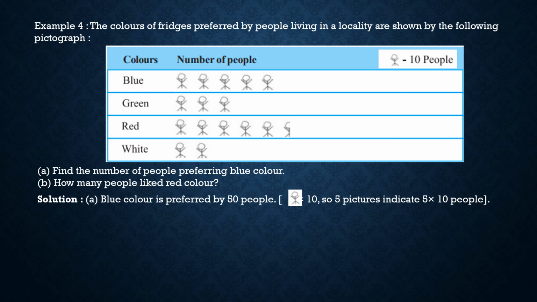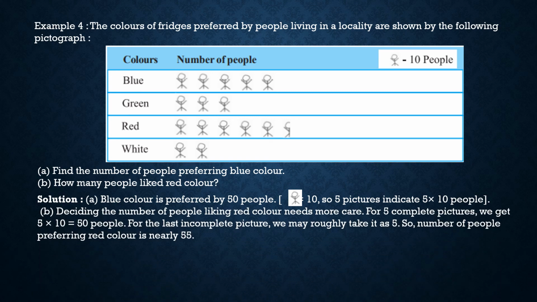Second question, how many people liked red color fruits? Deciding the number of people liking red color needs more care. For 5 complete pictures, we get 5 into 10, 50 people. For the last incomplete picture, we may roughly take it as 5. So, the number of people preferring red color is nearly 55.